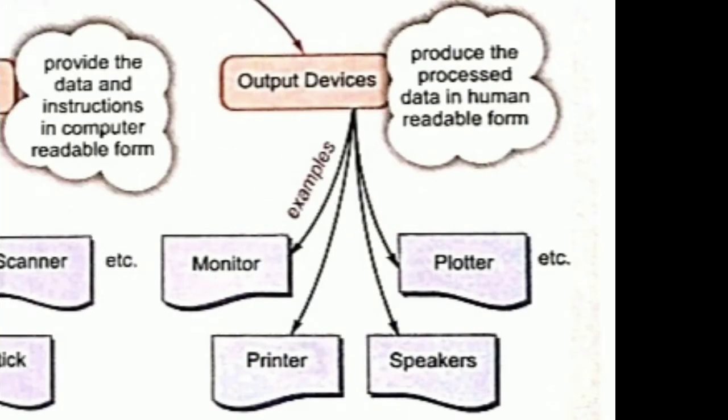Output devices produce the processed data in human readable form. So output devices provide the results. The following are examples of output devices: monitor, printer, speakers, plotter, etc.